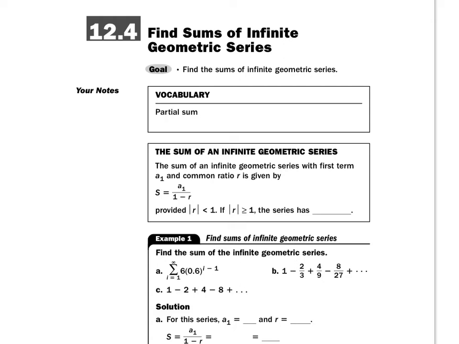All right, well, this is it. Here we are in section 12-4: find sums of infinite geometric series. Infinite meaning goes on forever. Sum meaning we're going to add it all up. So how do you add something that goes on forever? That's what we're going to learn about today.